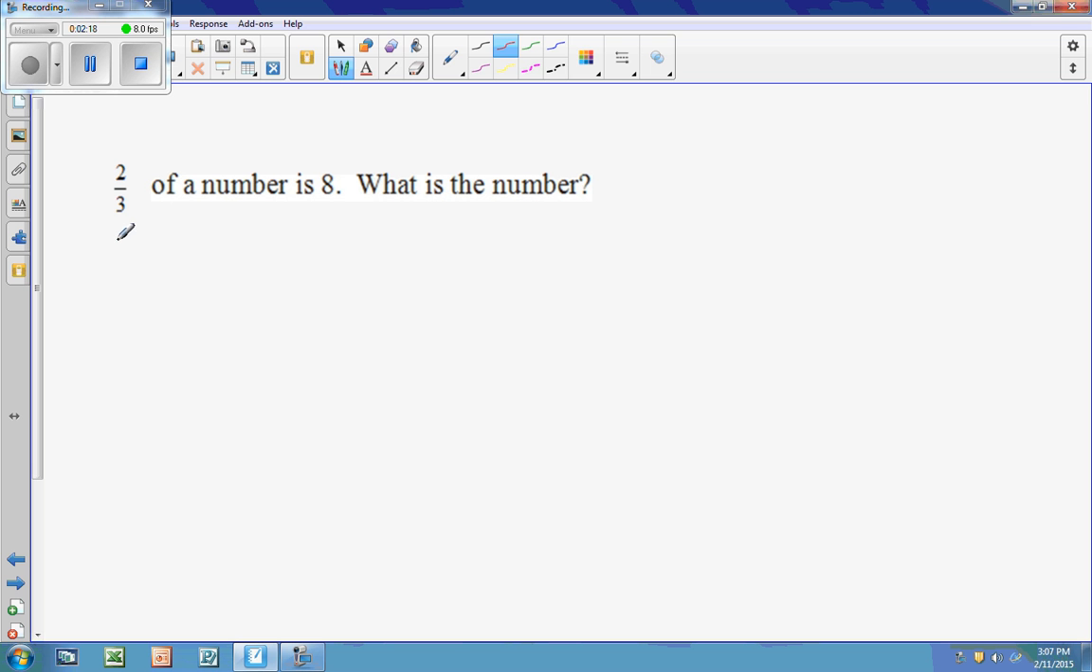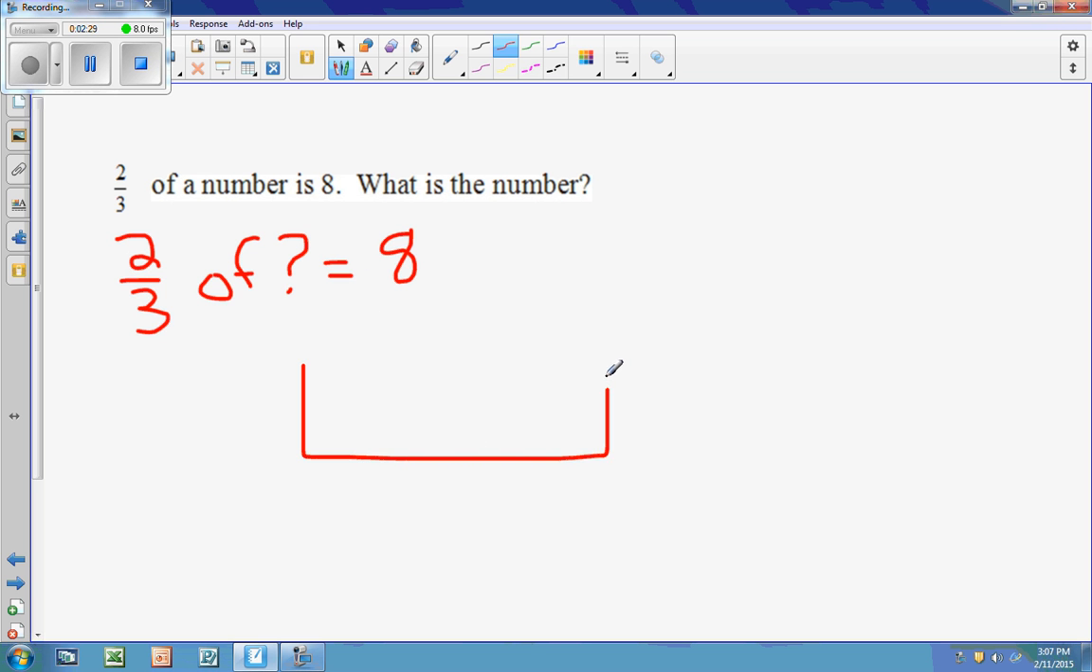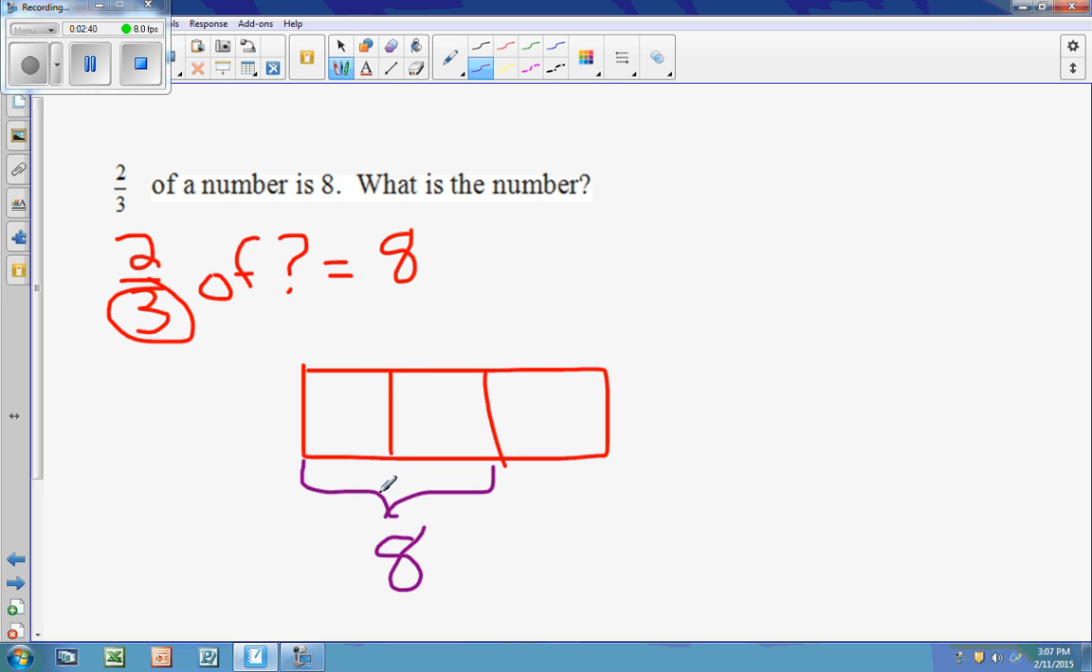Sometimes, though, they ask us 2/3 of some number is 8. So I'm going to use my tape diagram for this, and I'm going to split us into thirds because my denominator tells me thirds. And I know that this part right here, 2 of the 3 parts, is worth 8. So if all of this is worth 8, and I split it in half, then I know that this is worth 4, and this is worth 4.